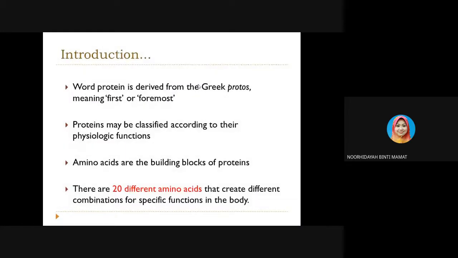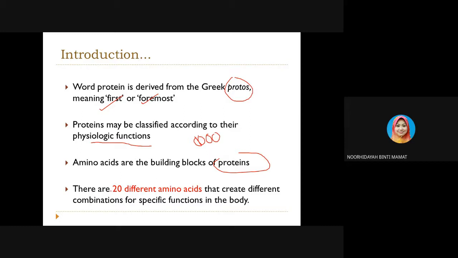The word protein is derived from the Greek protos, meaning first or foremost. That is why I said just now that protein is the most structurally and functionally diverse group of biomolecules in our life. Proteins may be classified according to their physiologic functions. The amino acids are the building blocks of protein. When amino acids are joined together, a block of amino acids we call a protein. It can also be said that a protein is made up of amino acids.